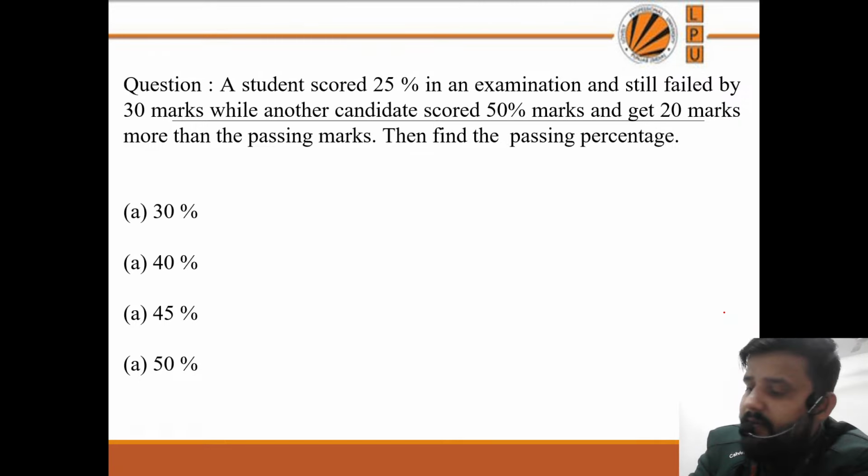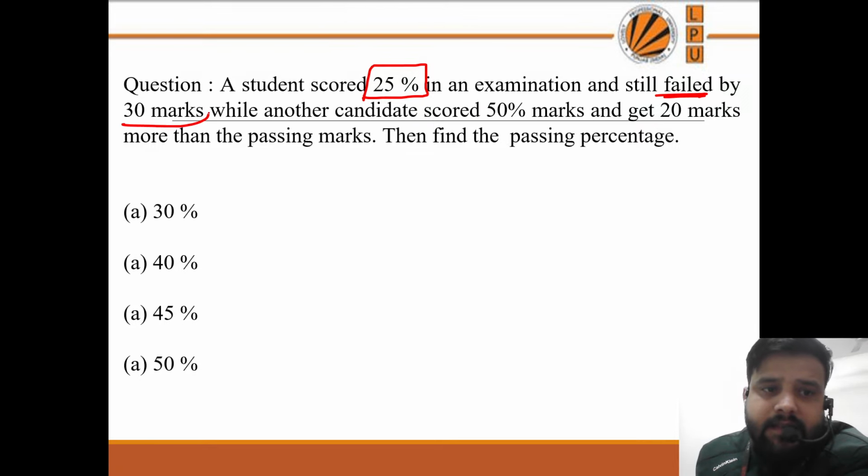Okay, let me explain. Let's not waste time. If you don't get it, just read it with me. It says that student 1 is scoring 25% and is failing by 30 marks.